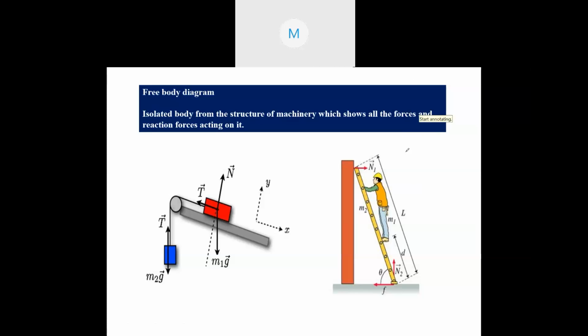So what is actually a free body diagram? In a free body diagram, the isolated body from the structure or machinery or any other object shows all the forces and reaction forces acting on it. Now look, if you see here, this is a plank. Do you know what is a plank? Does anyone know what a plank is?